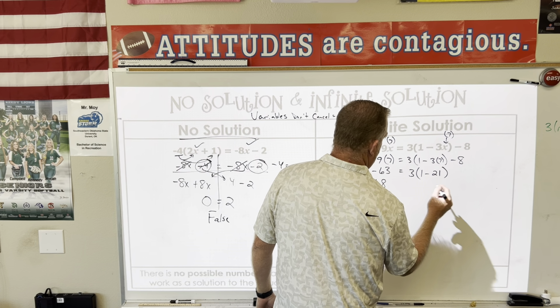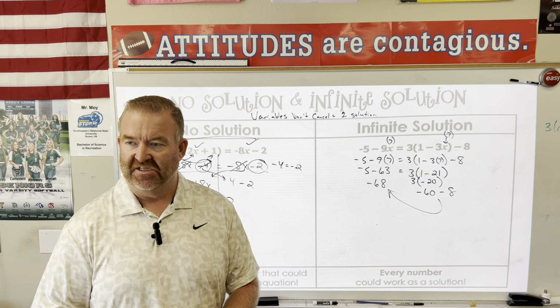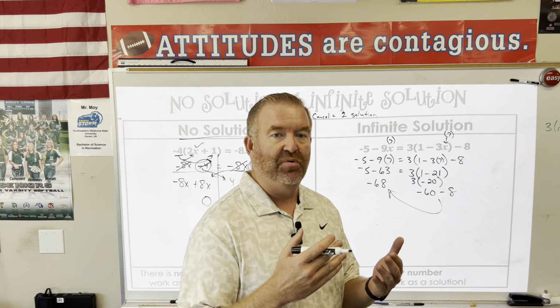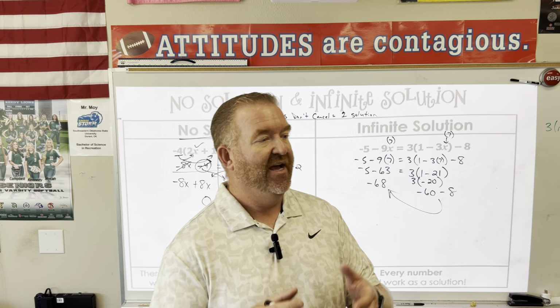Okay, 3 times -20. Okay, what's 3 times negative 20? Negative 60. What is negative 60 minus 8? Negative 68. It works. Any number would actually work to be true in that statement. Okay, that's what it means. You could put anything in there that you want, and it will be a true statement. That's what infinite solutions mean.